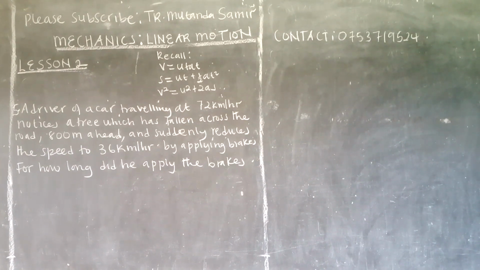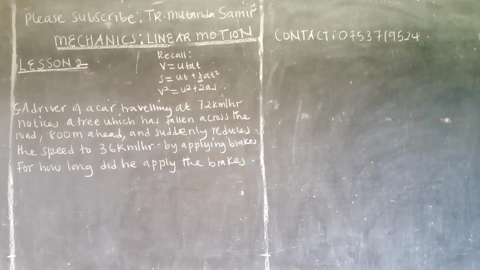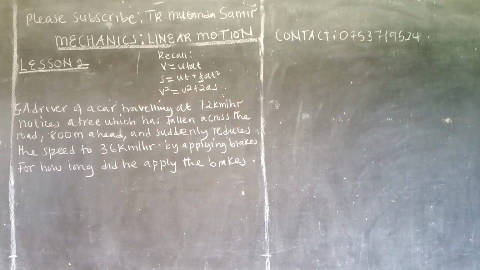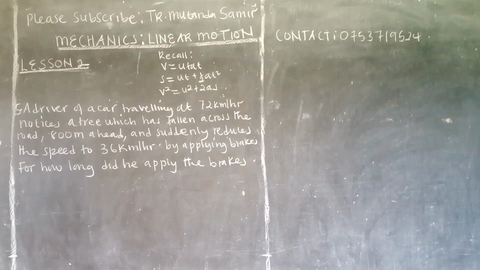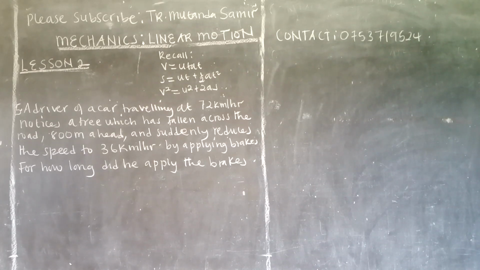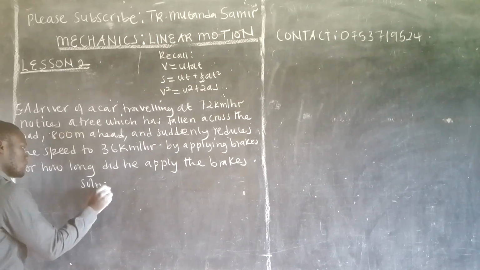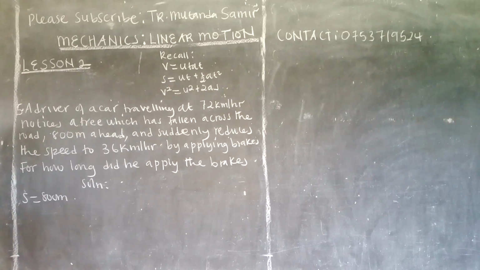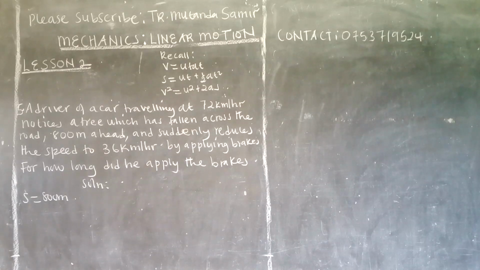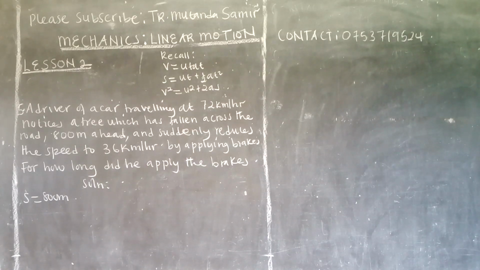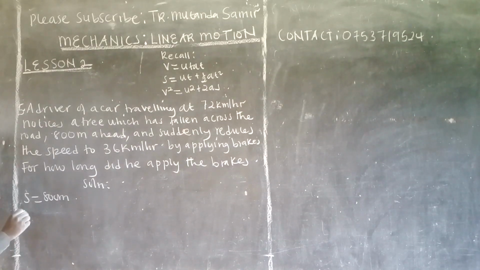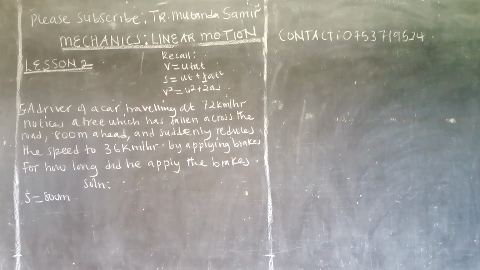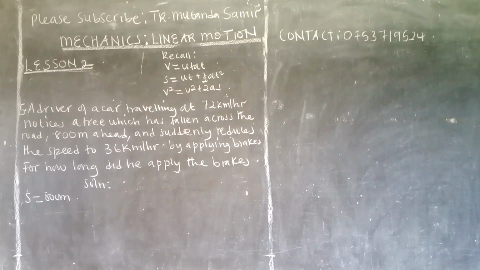Okay, so let's now look at example number 5. A driver of a car traveling at 72 kilometers per hour notices a tree which has fallen across the road 800 meters ahead. So, solution. Now 800 meters, that is the displacement. 800 meters ahead, and suddenly reduces the speed to 36 kilometers per hour by applying the brakes.